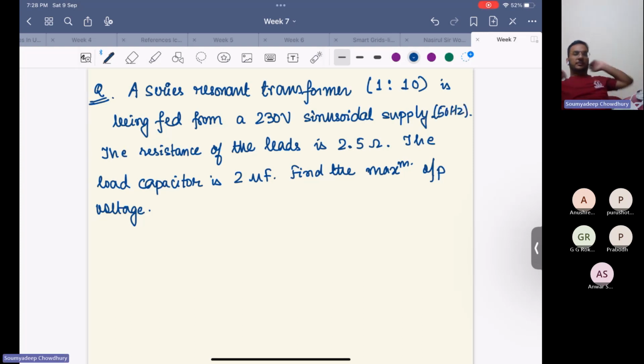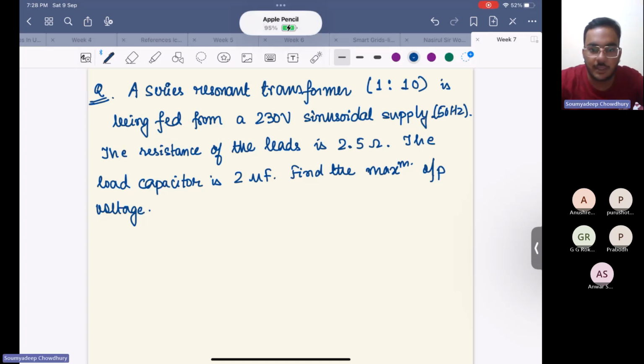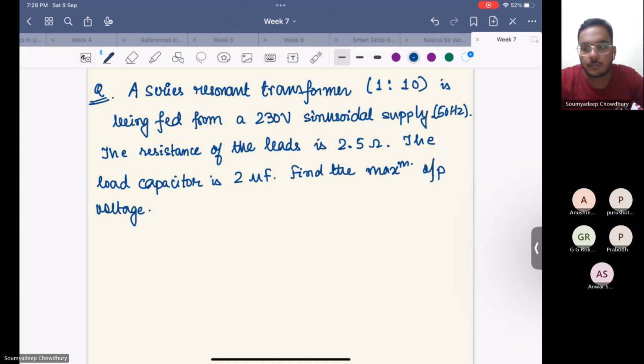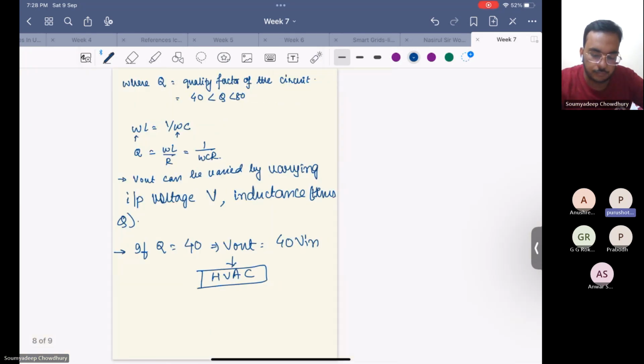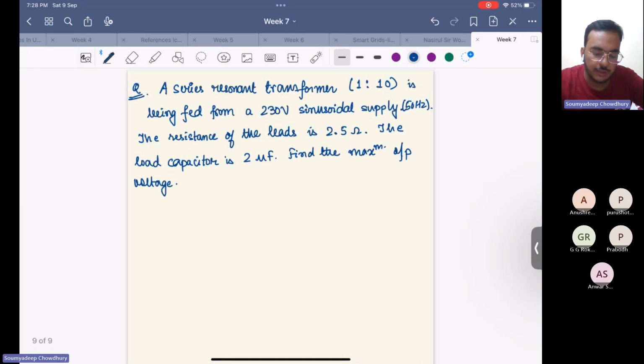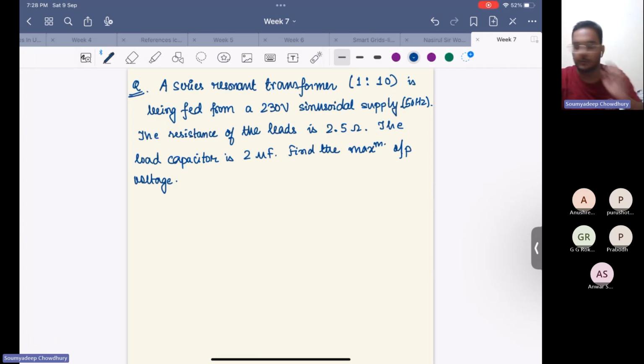Can you please try this question, everyone? Just 5 minutes I'll give you, try everyone, from whatever I have described. Mr. Purushottam, please try this question. Sure, sir. First try to draw the circuit diagram and then you will be able to solve. 5 minutes I'll give, then I will solve.